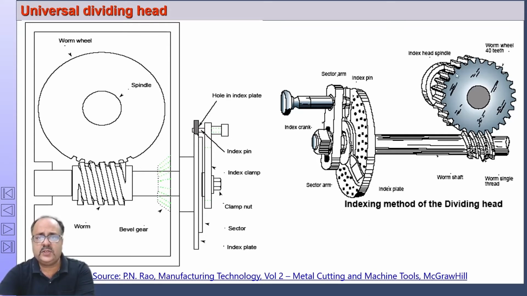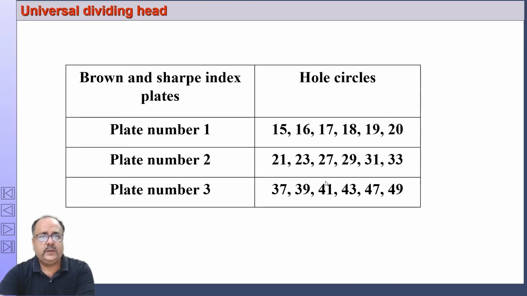Without understanding the construction of the universal dividing head, you will not be able to understand the indexing methods. Okay, the Brown and Sharp dividing head has three plates. Plate 1 has hole circles of 15, 16, 17, 18, 19, 20 holes. Like that, there are 6 hole circles in each of the plates.